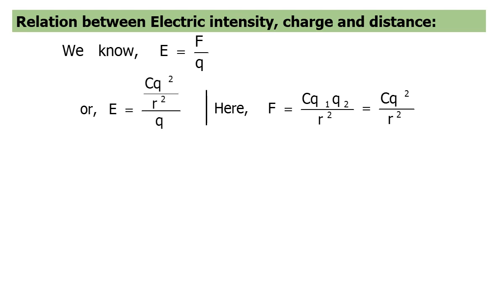Now if we put the value of F in the equation of electric intensity, then we can write E equal to C Q square by R square divided by Q. And after calculation, we can write E equal to C Q by R square. That is another formula to calculate the electric intensity. This formula is used when you are asked to calculate the distance at which the electric intensity will be 0.